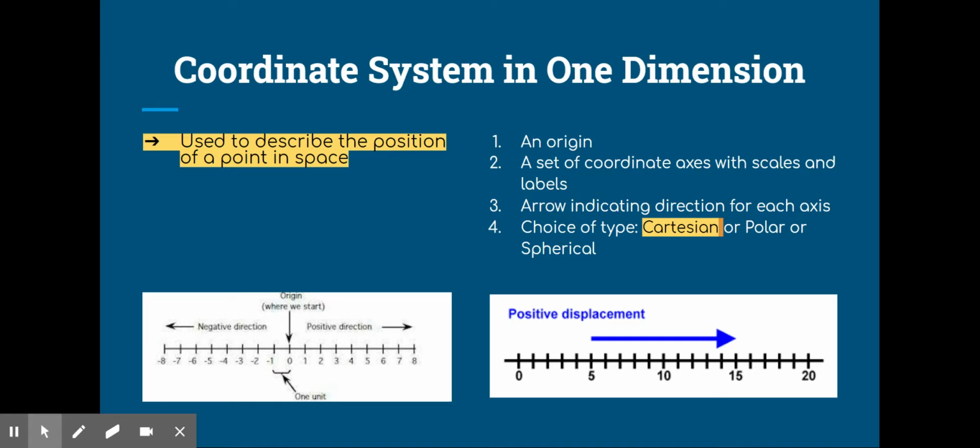Anytime you draw one of these coordinate systems, you need to have 3 things: an origin, axes with scales and labels, and an arrow to show direction. Now, it doesn't matter what way you choose to show your positive direction and your negative direction, but you need to make sure you are consistent throughout the entire problem.